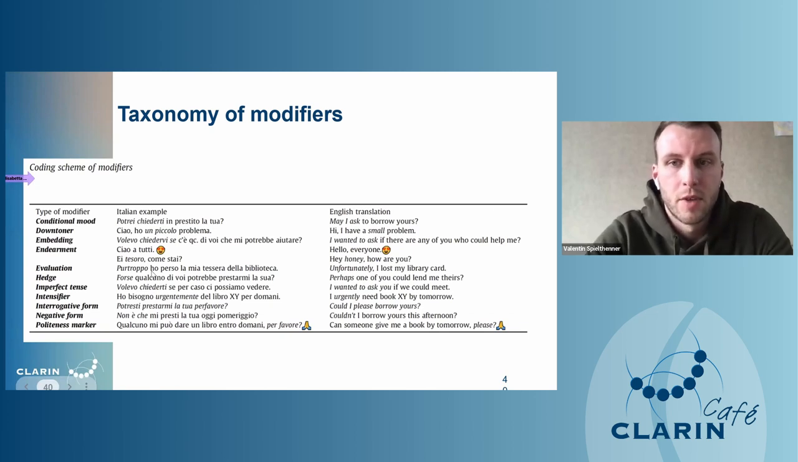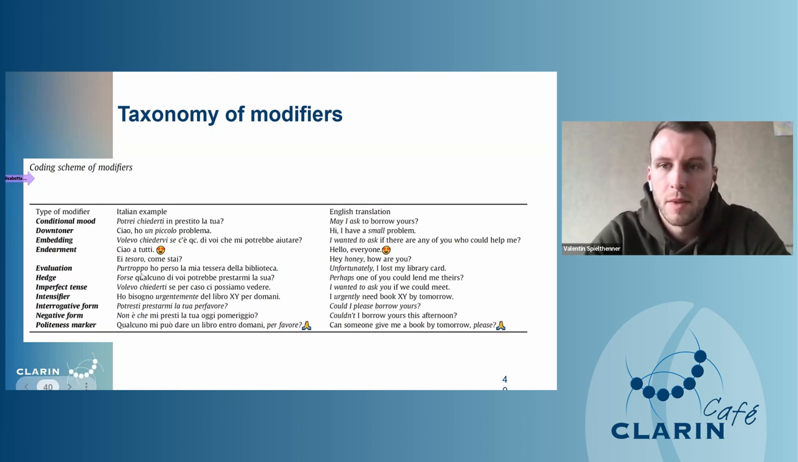Now here, the taxonomy of the modifiers is displayed. As mentioned before, there are 11 types, which are divided into syntactical and lexical modifiers.